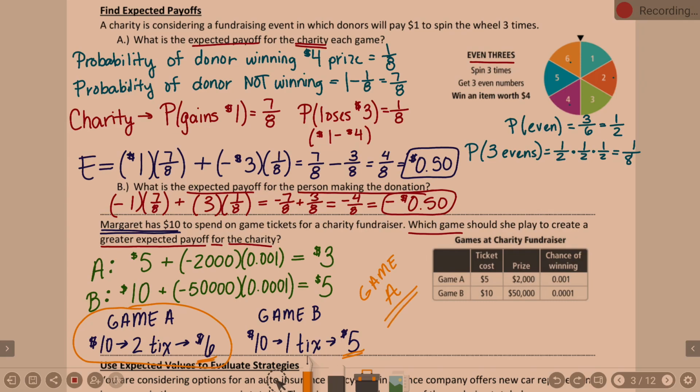Okay? If it was just playing each game once, then yes, I agree. Game B is the better result. But based on the fact that the tickets cost different, that makes a difference. Okay, got it?